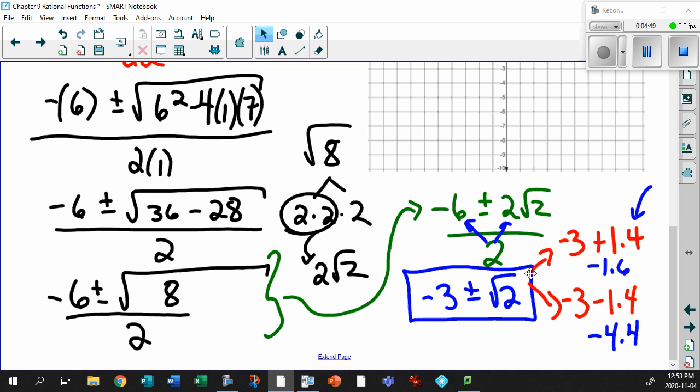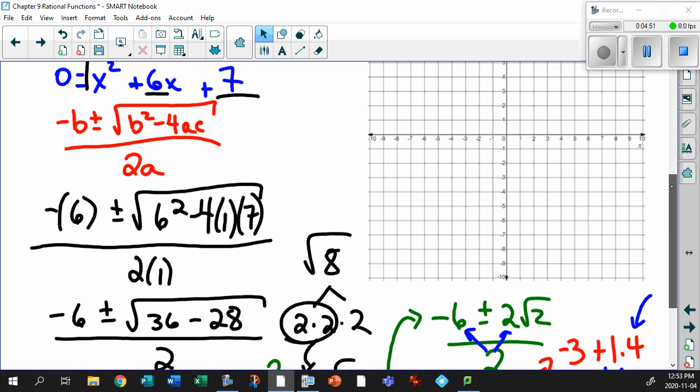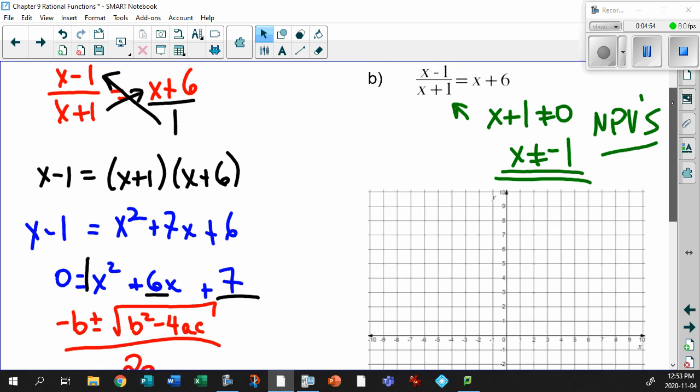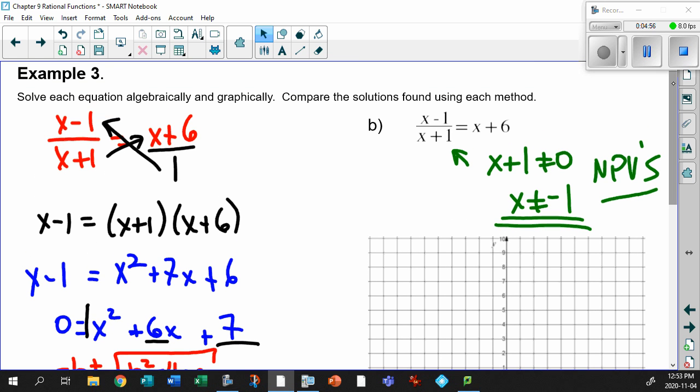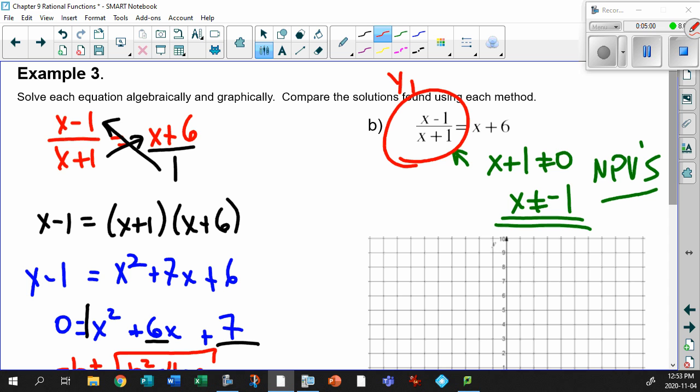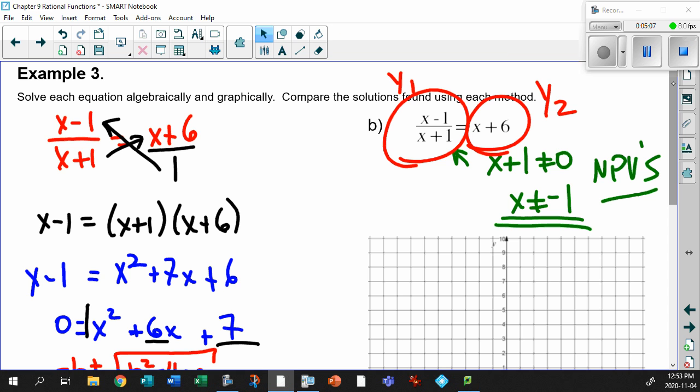Well, honestly, here's what I would do. Let's go back to the beginning to graph this. It's pretty much set up perfectly right from the start. There is your y1. There is your y2. I wouldn't move anything over. I wouldn't do anything. I would just use the y1, y2 function, and let's go to town.